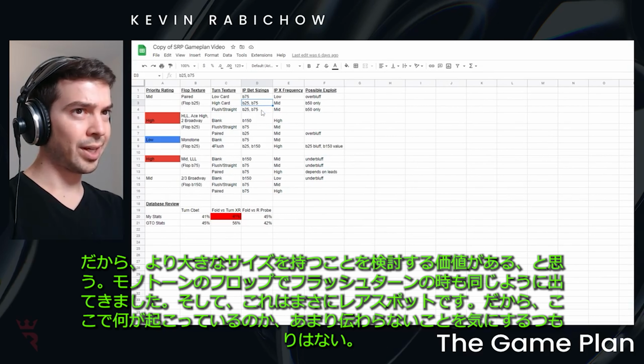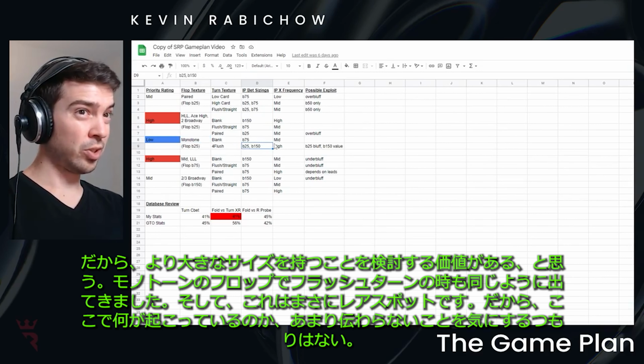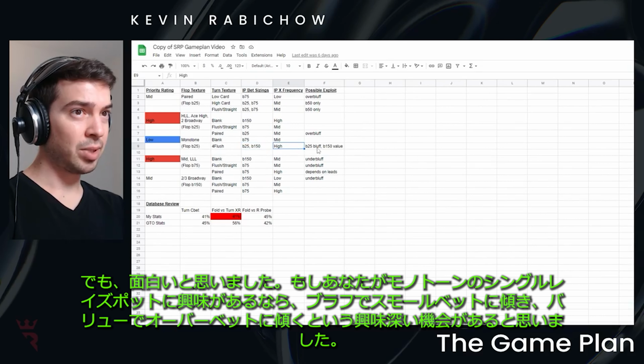So it is worth considering having larger sizes, I think. Same came up on the monotone flop 4 flush turn. Now, this is just a very rare spot, so I'm not going to worry too much about getting across what's happening here. But I did think it was interesting.